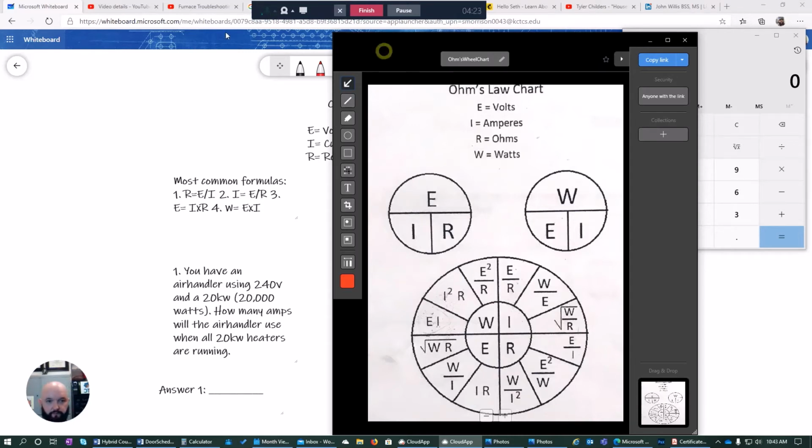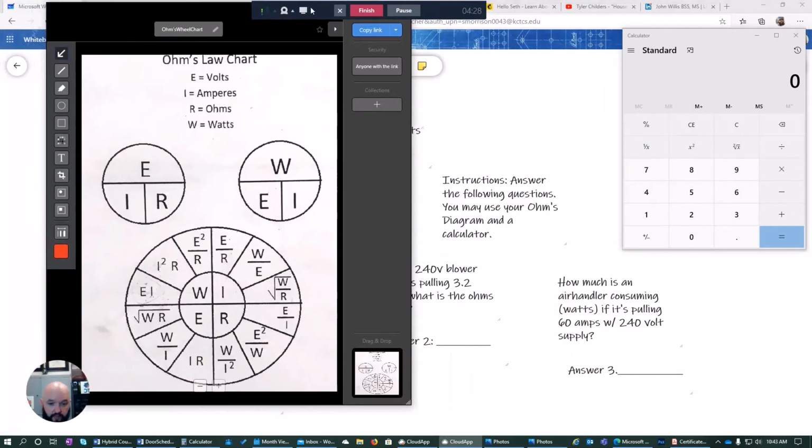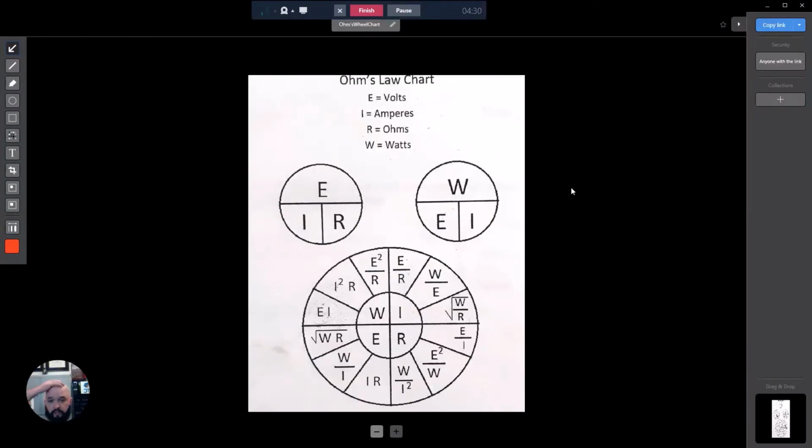I'm going to pause for a second and let you pull up your own calculator, either on your phone, and try to get an answer. I'll give you 10 seconds.